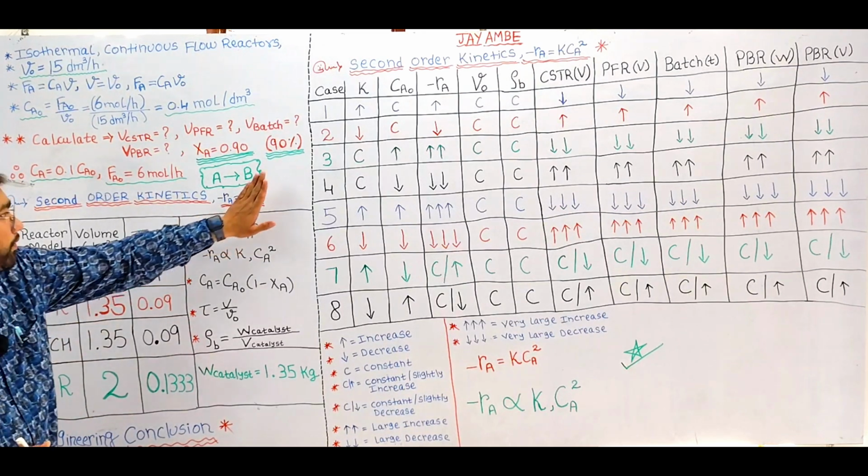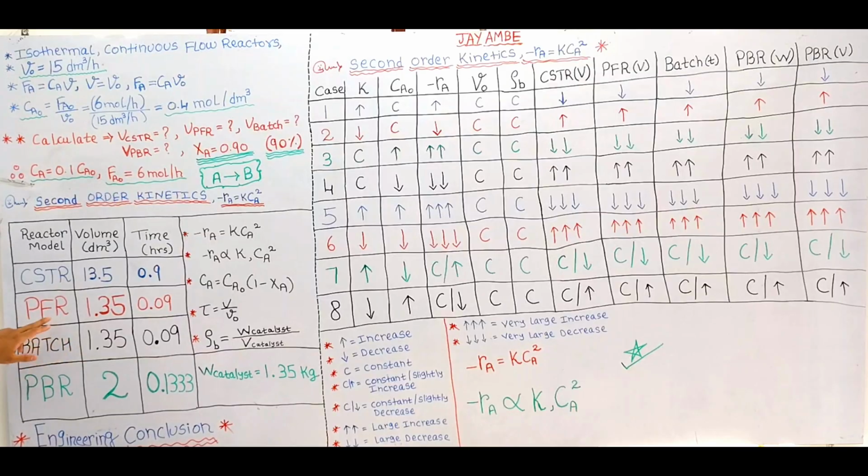So in order to achieve the same design conversion, we can use either the PFR or the batch reactor, right? But if we use the batch reactor, then we'll have higher operational cost and higher maintenance cost, right? Which will be very costly, and which will also affect the productivity of the desired chemicals, right?